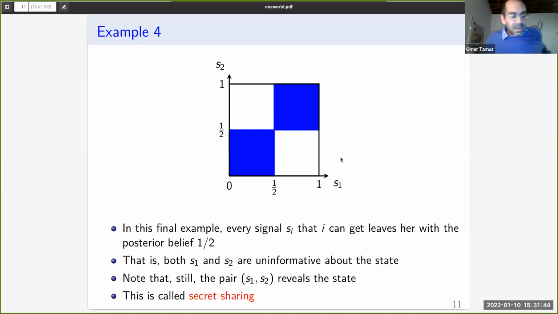This is an important concept from computer science called secret sharing. It's a way to take this bit omega and split it up between two people without giving any one of them any actual information about this bit. And this turns out to be an important ingredient of our proofs. Now, note that in all of these examples so far, the state omega is determined by the pair of signals. This is by design, not a coincidence. I'll get to that in a bit.